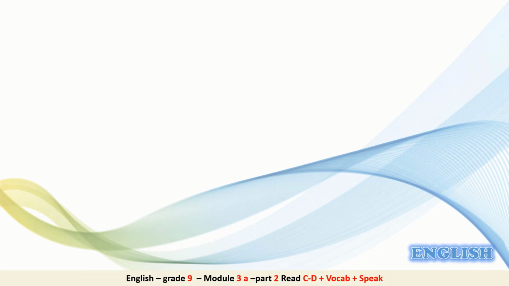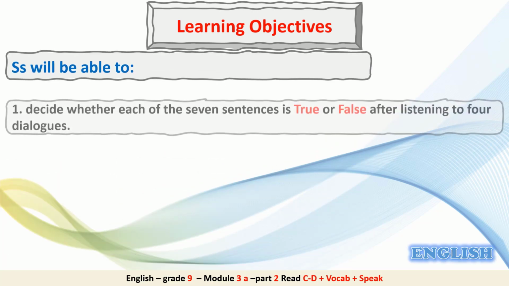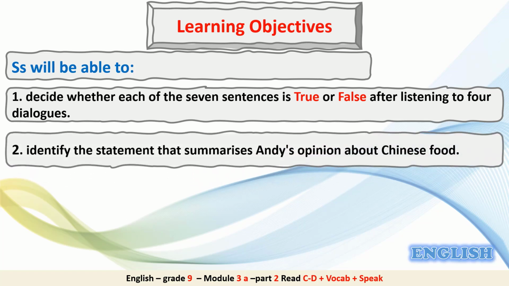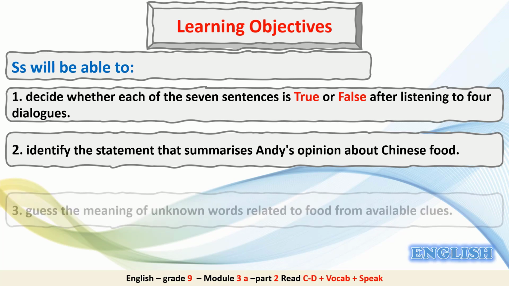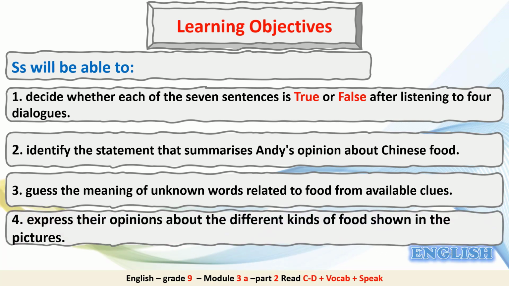To start with, let's have a look at our learning objectives for today. By the end of this lesson, students will be able to: 1. Decide whether each of the 7 sentences is true or false after listening to 4 dialogues. 2. Identify the statement that summarizes Andy's opinion about Chinese food. 3. Guess the meaning of unknown words related to food from available clues. And 4. Express their opinions about the different kinds of food shown in the pictures. Let's get started.